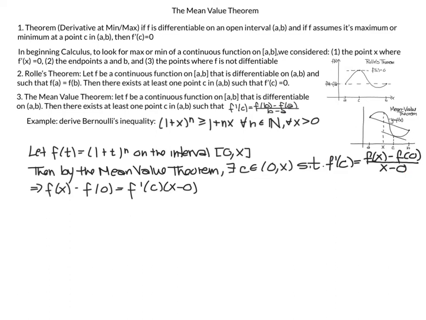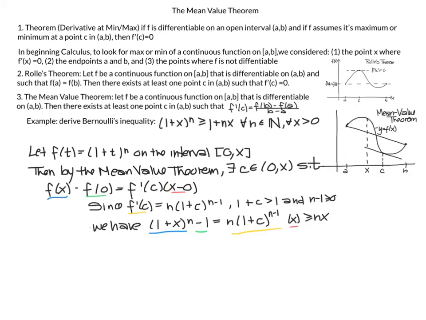So manipulating this algebraically, we get f of x minus f of 0 is equal to f prime of c times x minus 0. If we look at our derivative of f, the derivative of f is going to be n times (1 plus t) to the n minus 1. And so when I look at the derivative of f at c, we are going to have n times (1 plus c), all to the n minus 1.